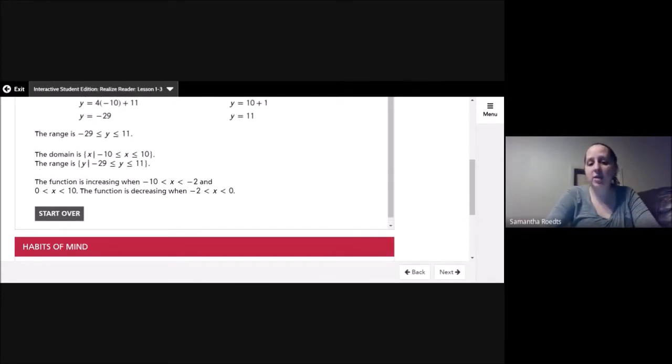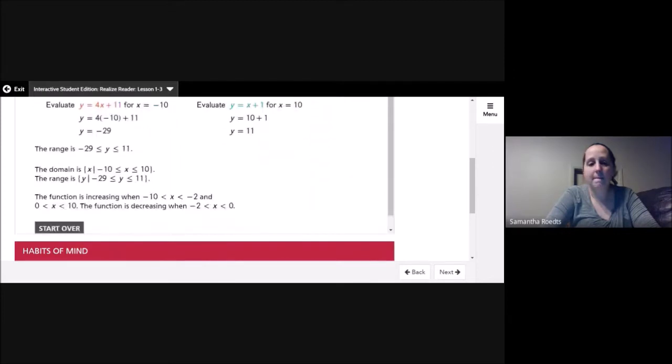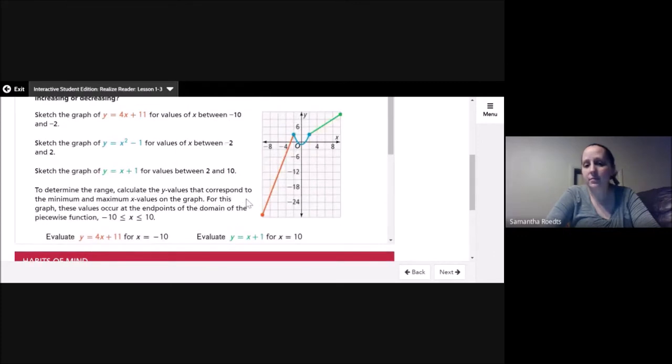The function is increasing from -10 to -2. So I can see I'm going up until I get to -2. I go down, and 0 to 10. So my marker's going downwards until it gets to 0, and then it starts going back up and it continues back up. Okay, so this down, this is a decrease from -2 to 0.